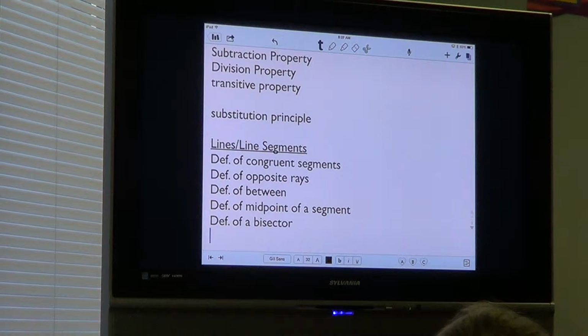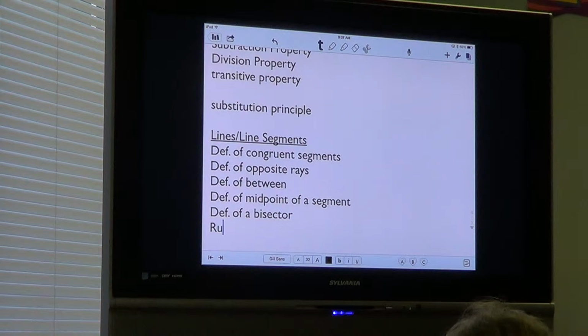Morgan? The ruler postulate? I'm not sure. Have we used that too? Yes. Okay, good. Let's look at these others. Any others that we've used frequently or at all? No? Postulate 5.